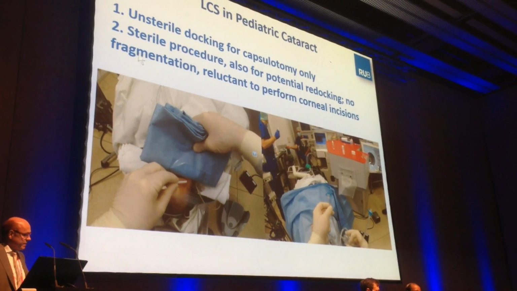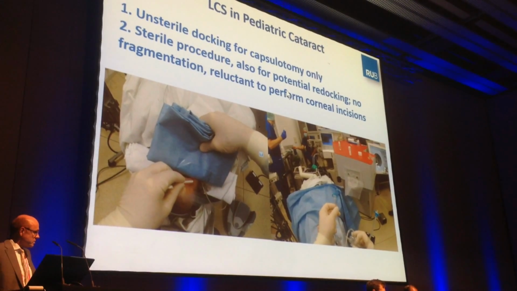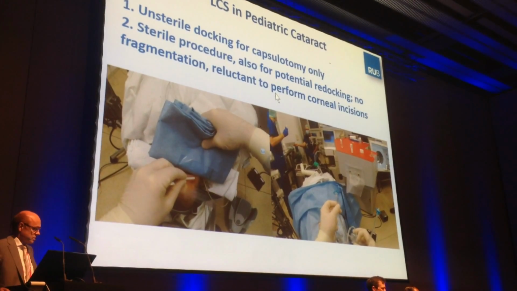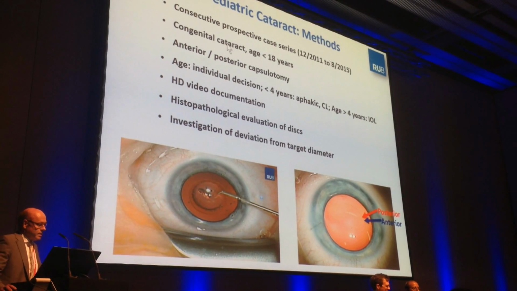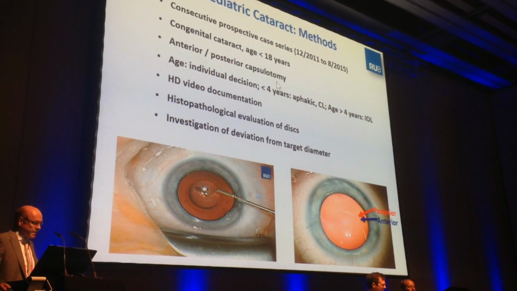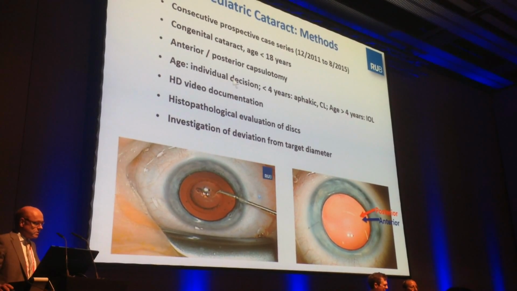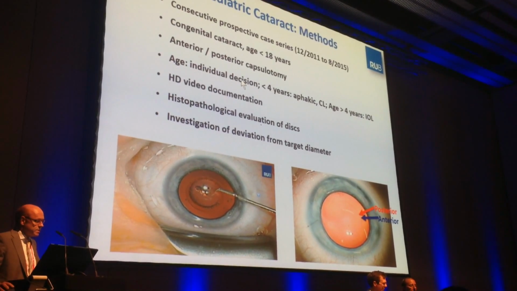Of course, we are not doing a fragmentation, and I personally am reluctant to perform corneal incisions because often you have to suture these incisions. So we started in December 2011, and so far we've done 54 cases, doing an anterior as well as posterior capsulotomy in nearly all cases. If we implant a lens or not is an individual decision.